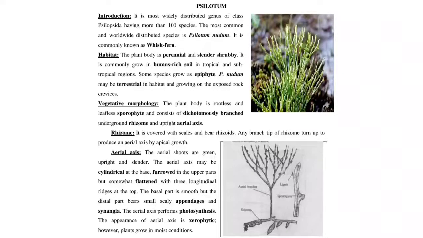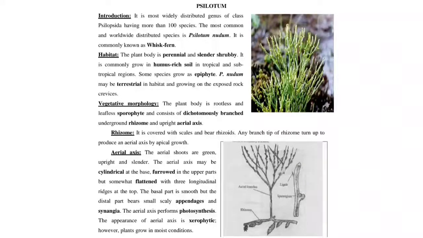Vegetative morphology. The plant body is a rootless and leafless sporophyte and consists of a dichotomously branched underground rhizome and an upright aerial axis. Rhizome. It is covered with scales and bears rhizoids. Any branch tip of the rhizome turns up to produce an aerial axis by apical growth.